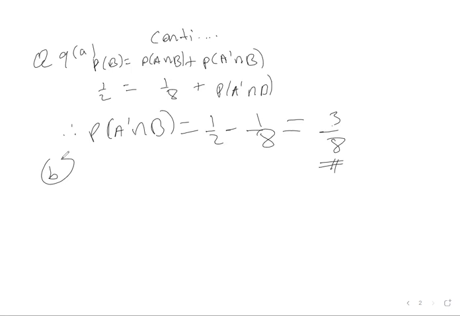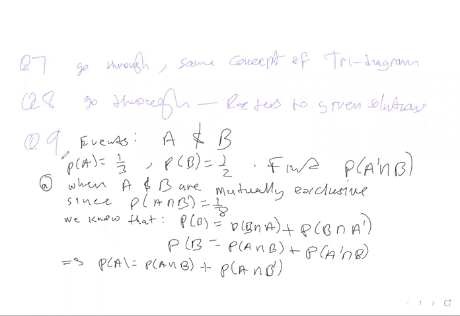Okay, when A and B are mutually exclusive, for mutually exclusive, the intersection is 0, isn't it? So the questions here are mixed somewhere.